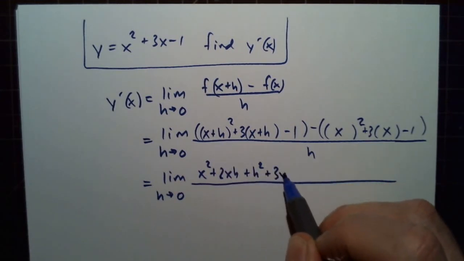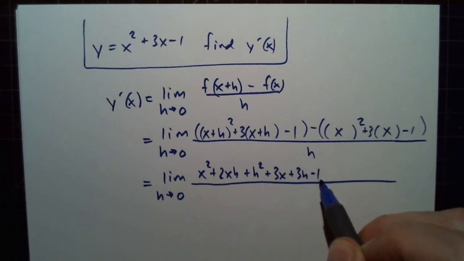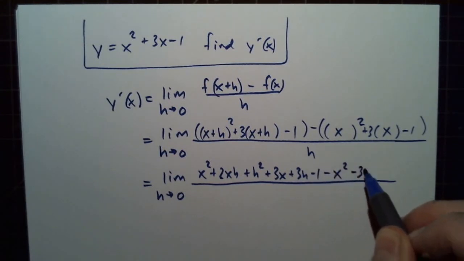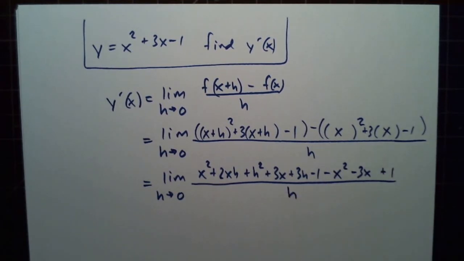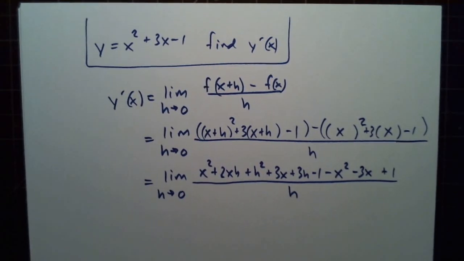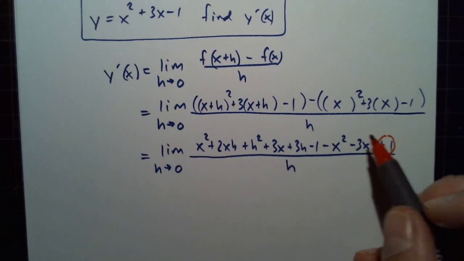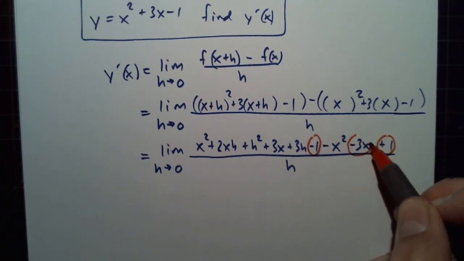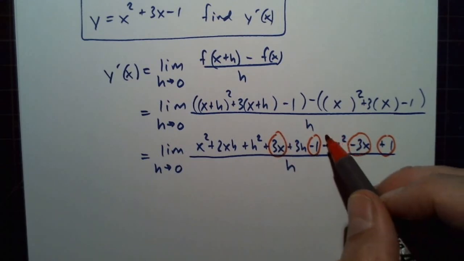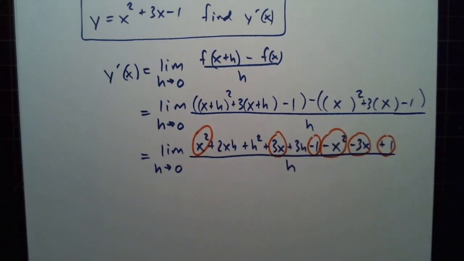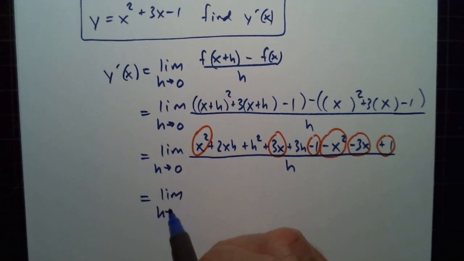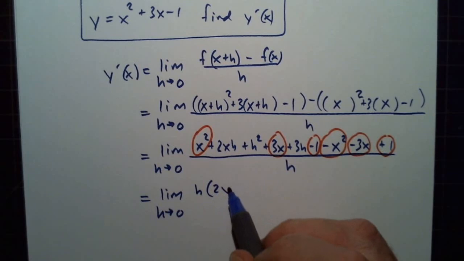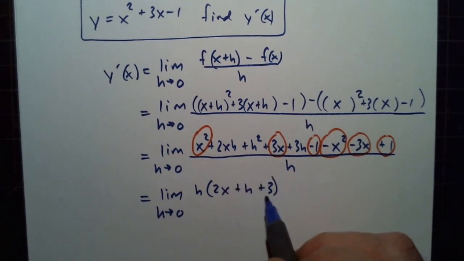Expand that, 3x plus 3h. And if we don't get a lot of zero sums, then maybe there was a mistake. So we have plus 1, minus 1. We have minus 3x plus 3x, negative x squared, positive x squared. And each term has an h, so we can factor that out. 2x plus h plus 3.